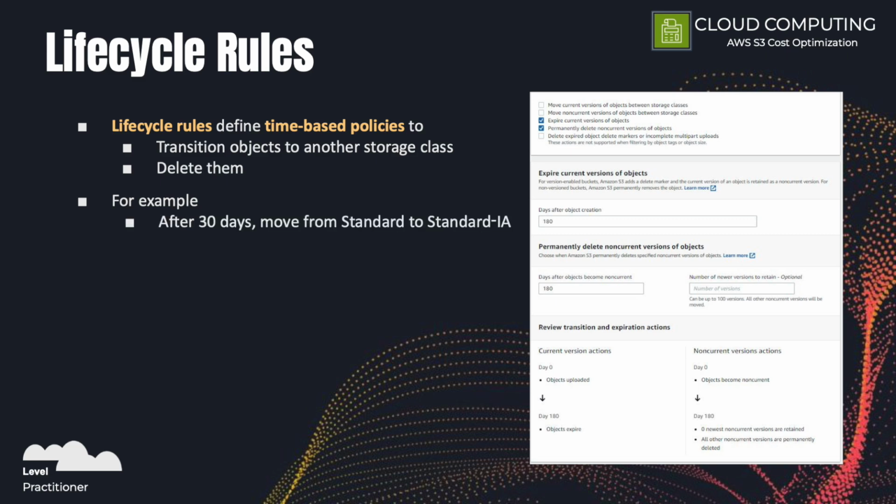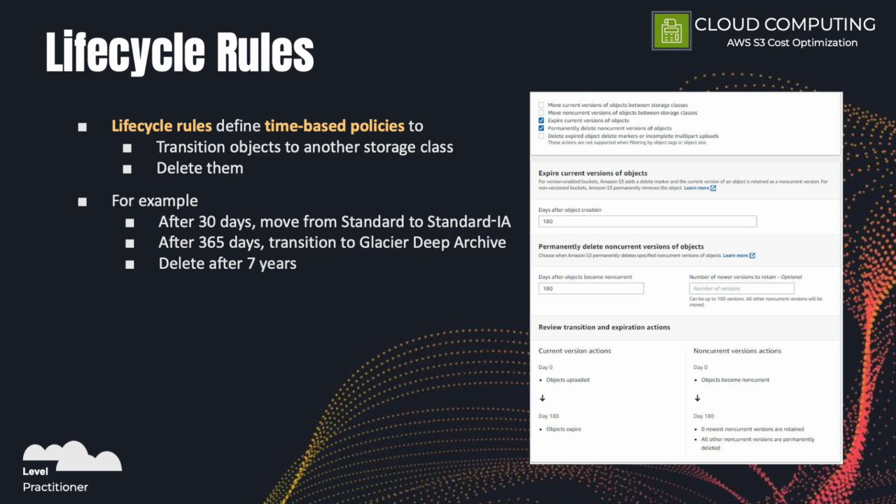For example, after 30 days, move from Standard to Standard IA. After 365 days, or a year, transition to Glacier Deep Archive. And delete after 7 years, for example. So this feature can automatically handle your data transition policies.